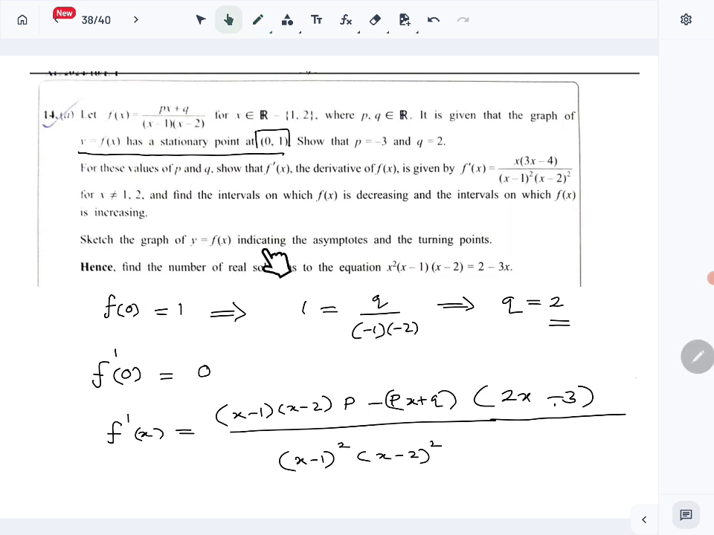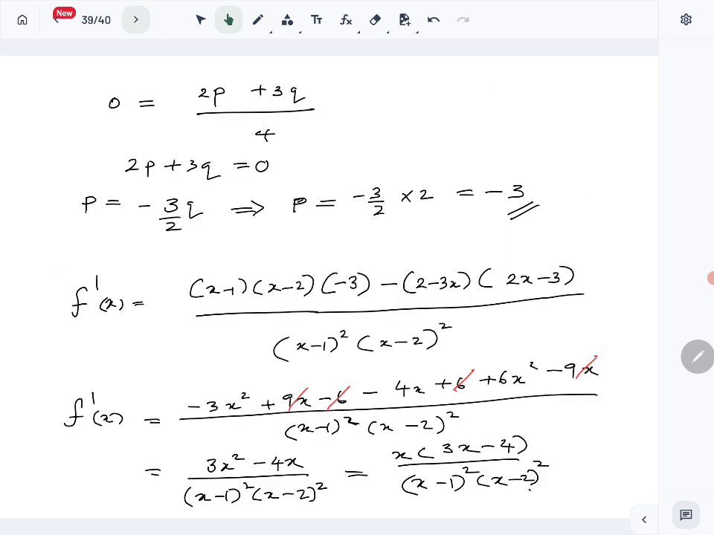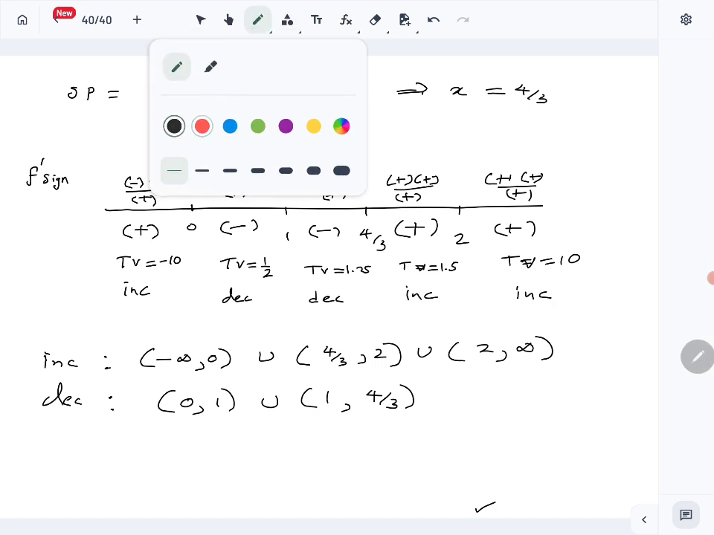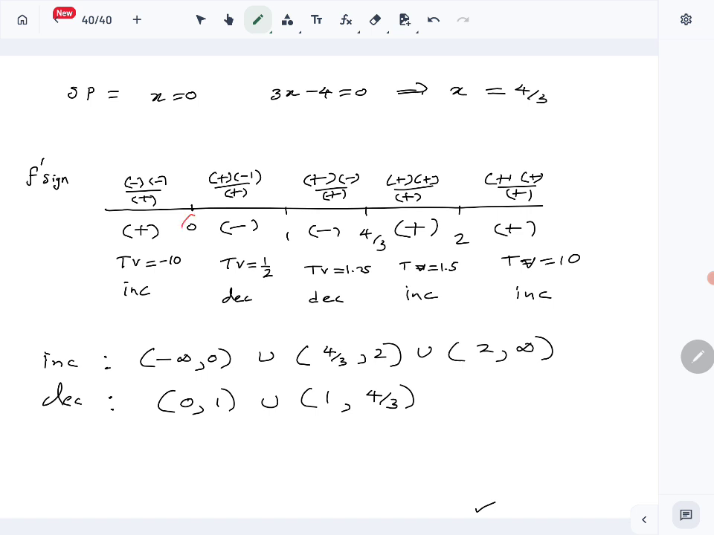Now sketch the graph of y equals f(x) indicating asymptotes and turning points, right? Turning points also we can find using this number line. So we know turning points only occur at stationary points. So our stationary points are 0 and 4 over 3. So here increasing, decreasing. So here you have a local min turning point. And at 4/3 what happened? Decreasing, increasing. So here you have local max.